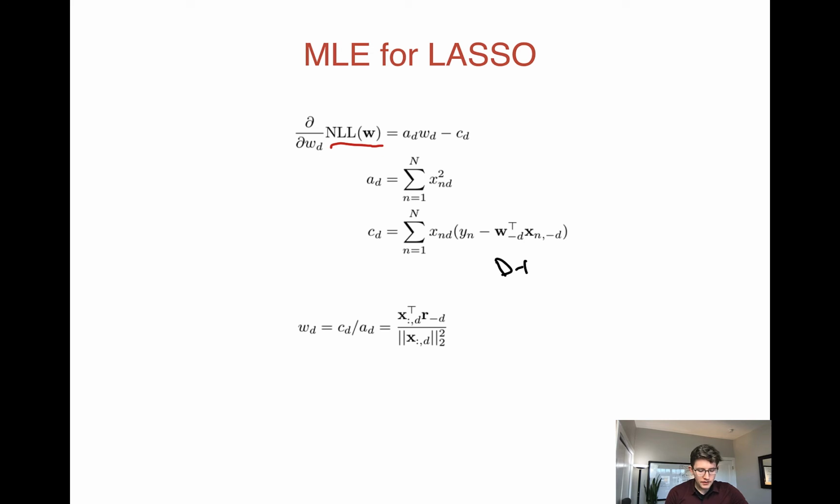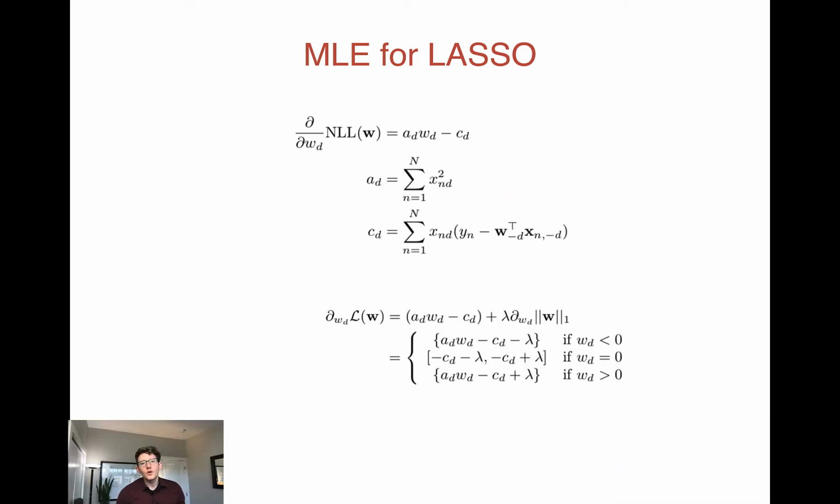Okay, so now, given that this is the partial derivative, we can set it to 0 very easily. We just get that WD equals CD over AD. Here, we've written this in kind of a condensed form, where we defined R minus D as, again, the residual. This thing here is RWD, or R minus D. That is our error when we have D missing.